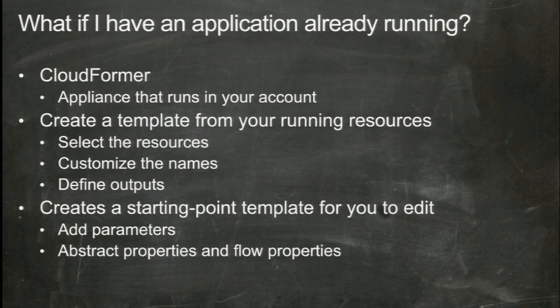What it does, though, is it fills in all the properties. So, for example, if there was an EC2 instance, the template that got created through CloudFormer would actually include the availability zone in it because it's one of the properties. So it's really a starting point. You can use that as a base and then either take things out or abstract things out, whatever you want to do with that. So that's how you would create a template from an existing running application.